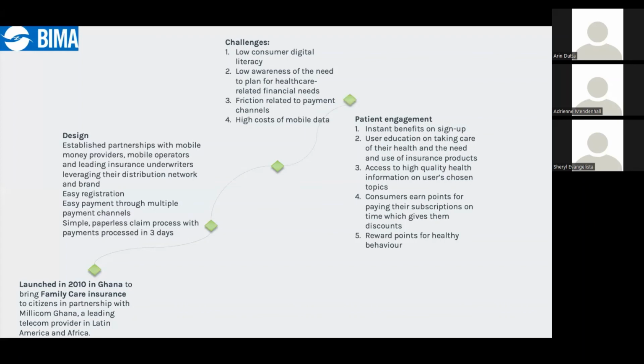So some of the challenges are digital literacy, access to mobile data, and ensuring that connectivity is available at the point that they want people to start to engage with the app. So these are issues that are being worked out in each market. And now they have over 25 million consumers worldwide.